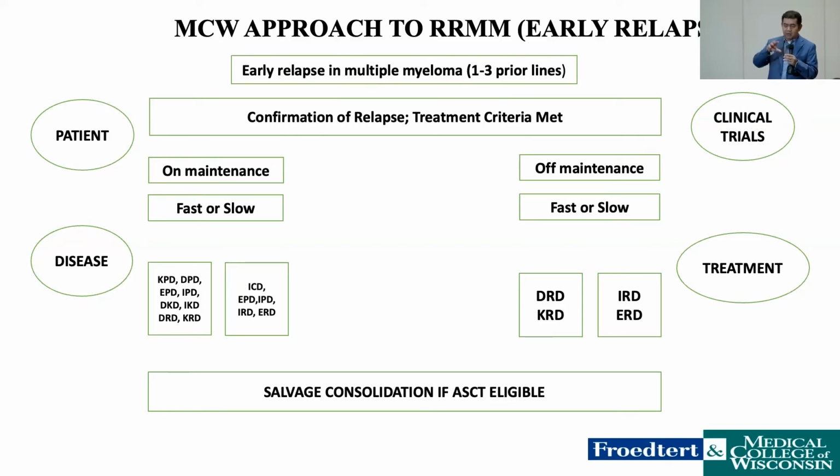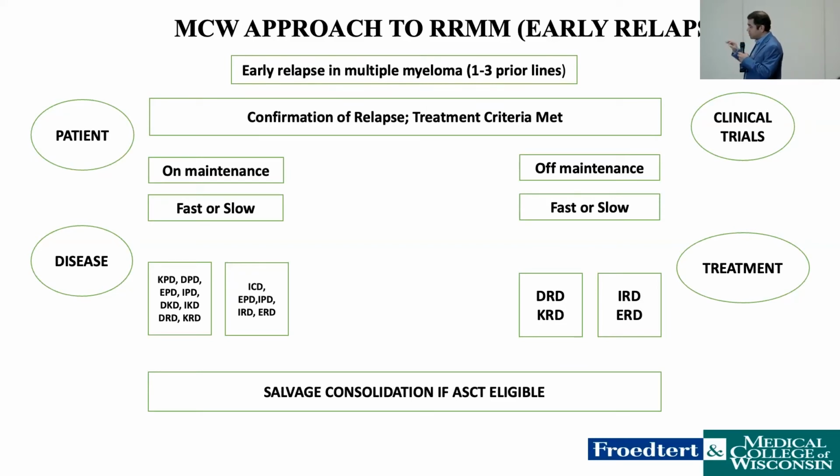For example, one of the drugs that is approved by the FDA after first relapse is daratumumab, Revlimid, and dexamethasone. At the same time, carfilzomib and dexamethasone is also approved, but we don't know which one is better because they are not compared against each other. So that brings up the whole level of complexity.